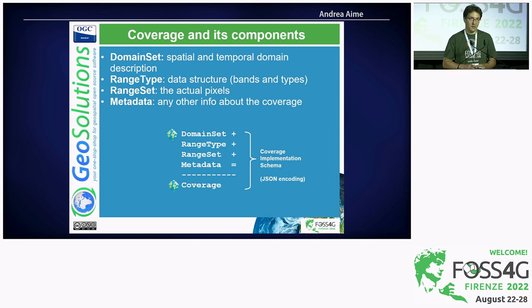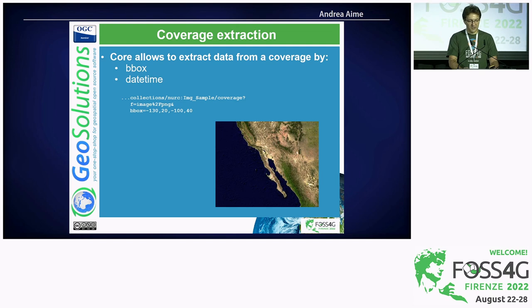And in the Coverages API, you have a separate resource for the four bits, but you can also get all of them together in a single file like a GeoTIFF. You can do coverage extraction, again, by bounding box and time.